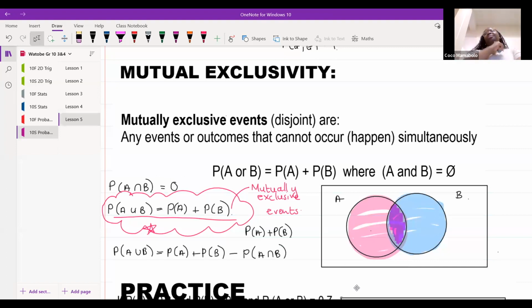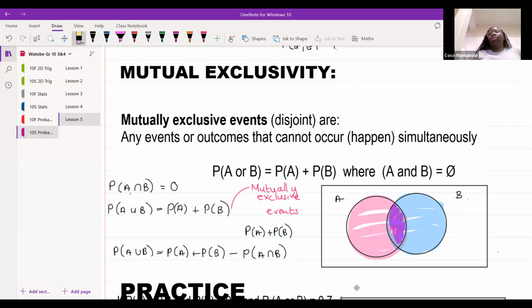Give me a thumbs up if this makes sense. You'll note, as we go along while I wait for my thumbs up in the chat, that in the probability of the union of A and B, where we don't include the probability of the intersection, it's because there is no intersection. So there's no need for us to count it twice. We won't count it twice.